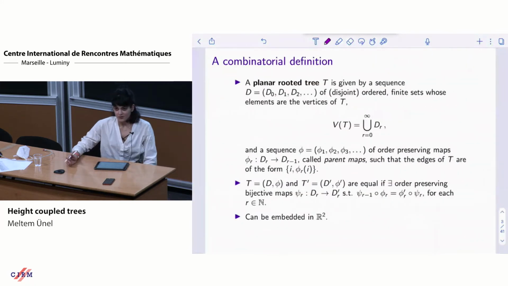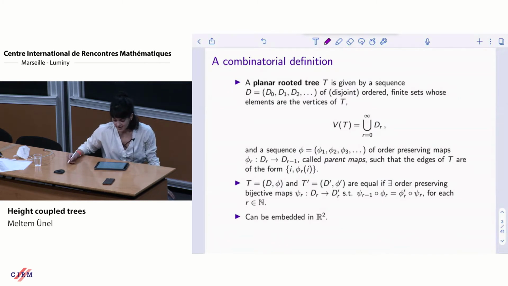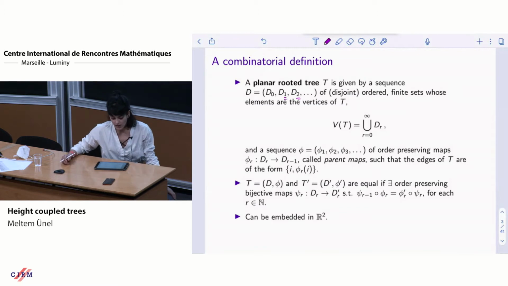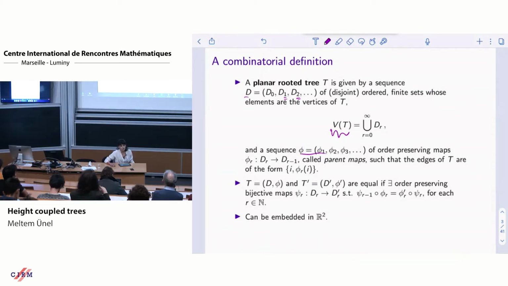Okay, so everybody gave a definition, so I thought it's a good idea to give a definition of what a planar rooted tree is, although everybody knows what it is. It's given by a sequence of ordered finite disjoint sets, which are the vertex sets at the height of this index from the root. And this is how I denote the vertex set of a tree. To these finite sets accompany a sequence of order-preserving maps, which we call the parent maps. And the inverses of these maps give the children of the vertices. Okay, let me skip this for now.